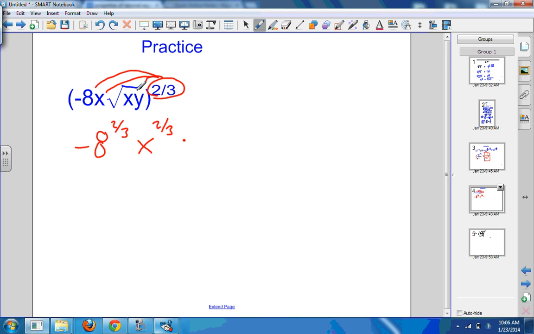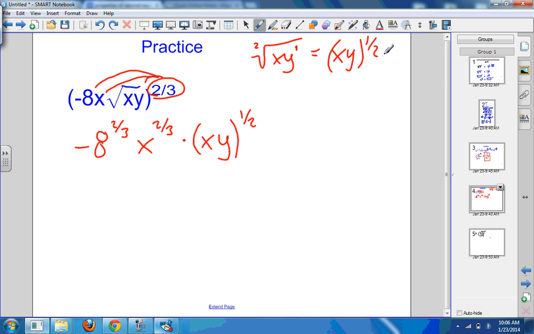This would be xy to the power of 1/2. We know that the square root of xy is equal to, this is a square root, so there's a 1 there, and these both have an exponent of 1, so we can write it as just xy to the power of 1/2 from what we learned earlier. And then we're going to multiply that times 2/3.